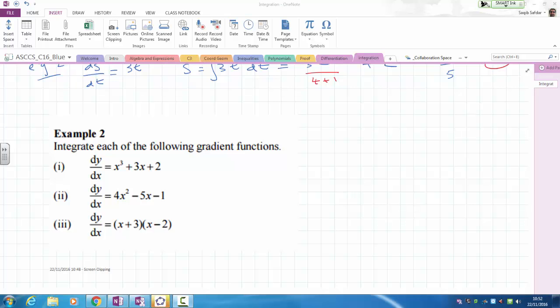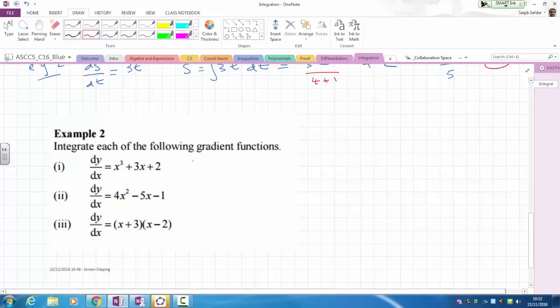So, with the first one, what do we get? Y equals, what do you get? x4 over 4 plus 3x squared over 2. Excellent. Plus 2x. Plus C. Excellent. Well done.